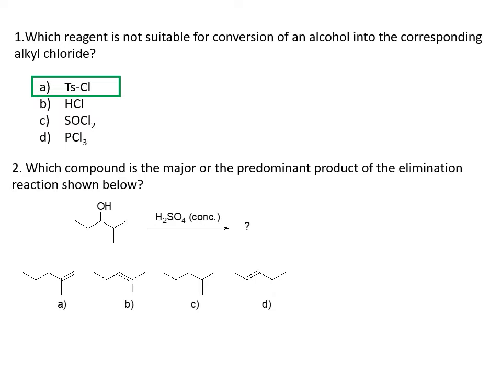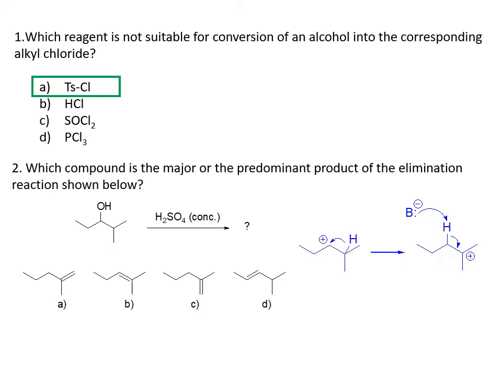Question number 2. Which compound is the major or the predominant product of the elimination reaction shown below? So we have alcohol, 2-methyl-3-butanol, and reaction with concentrated sulfuric acid. The reaction mechanism involves protonation of the hydroxyl group and then loss of water to give the carbocation shown here. That's a secondary carbocation. It undergoes rearrangement into tertiary. So a 1,2 hydride shift results in rearrangement of the carbocation into a more stable tertiary carbocation.